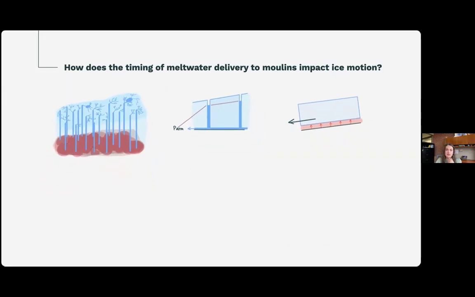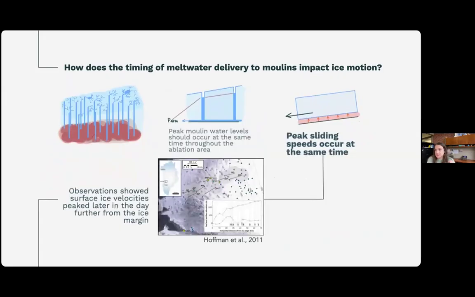However, observations indicate that it is not uniform like this, particularly past observations by Matt Hoffman, who installed a GPS array in Paakitsoq at multiple different elevations and saw that there was a delay in the timing of diurnal peak sliding. It occurred later and later in the day as you got further and further up glacier to higher elevations.